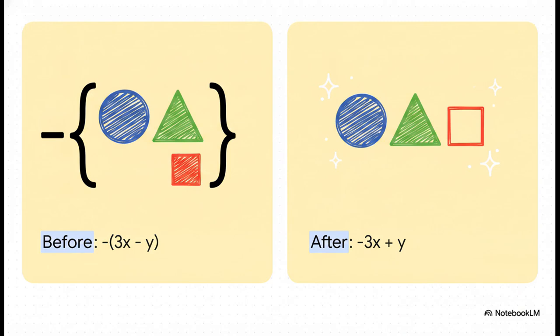Let's visualize this. Before the flip, we've got a minus sign outside a bracket with 3x minus y inside. We distribute that invisible -1. The positive 3x, boom, it becomes a -3x. The minus y, it flips to a plus y. So after the flip, we drop the brackets entirely, and we're left with -3x plus y. This step is a total game changer. If you remember the sign flip, I guarantee you will never get a subtraction problem wrong.